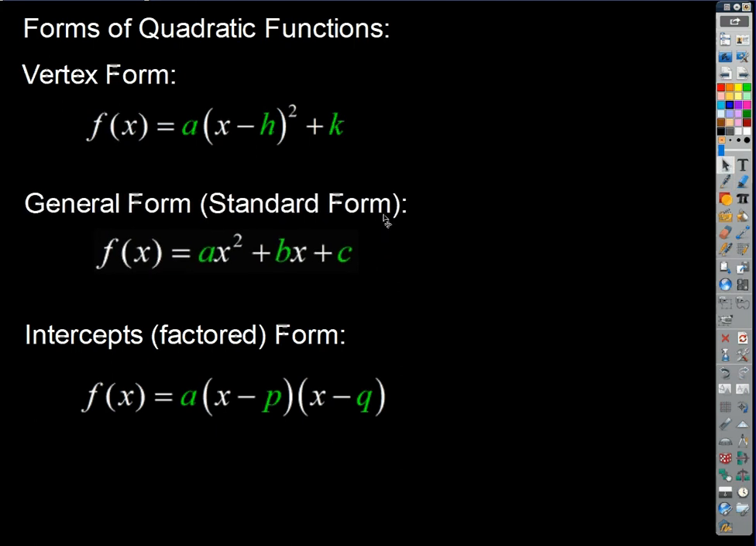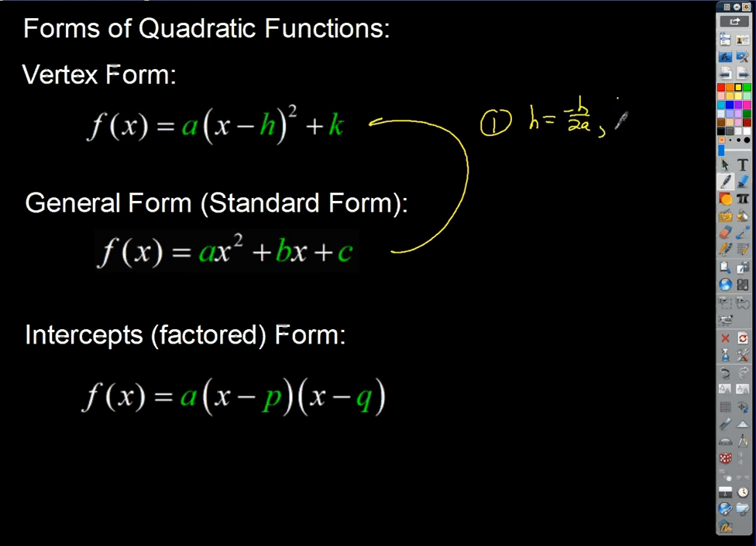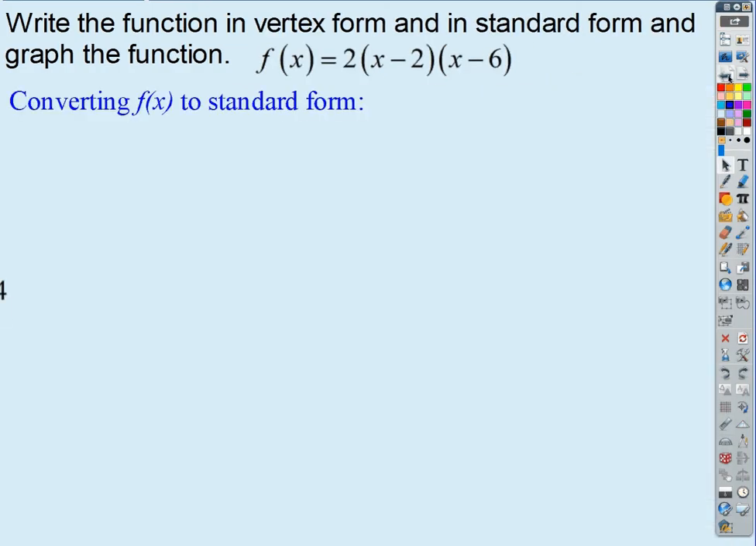If we want to go from standard form to vertex form, well, what are the methods for doing that? To go from here up to there, there's two ways we can do it. We can do it as h equals negative b over 2a and k equals f of h, or we could complete the square. Either way, right? They accomplish the same thing. Okay, so let's go back and do the same problem by completing the square.